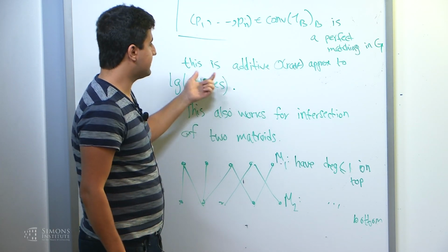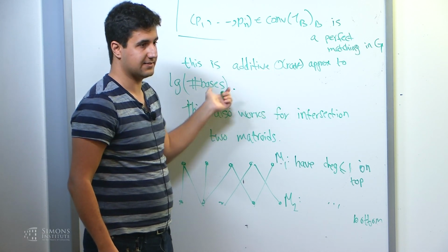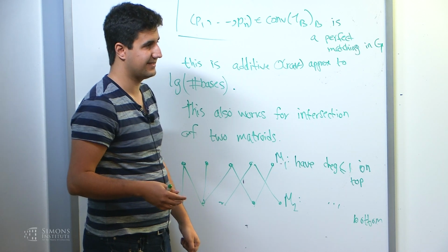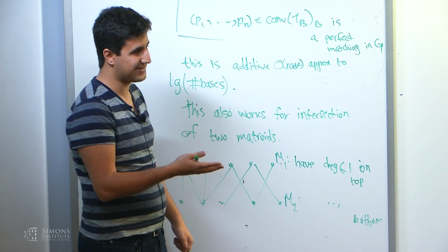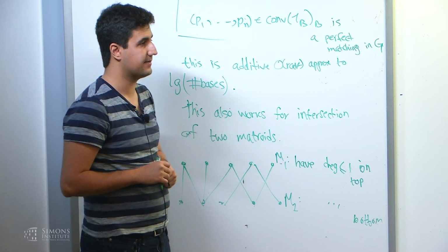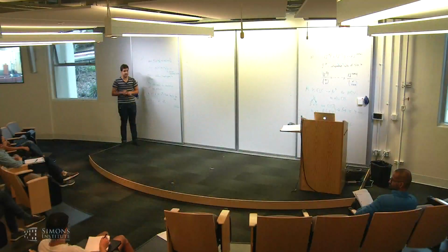Is it true that this is still an additive O of n approximation to the log of the number of perfect matchings? I don't think so. Do you have experiments showing this? So this is a generalization. Yeah. Something similar. I was thinking about something similar, not exactly that one. It's happened to me. So there is actually some evidence that this might be true.